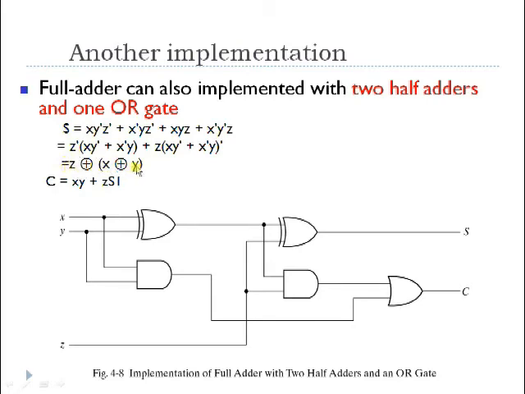Therefore the final expression that we get is z XOR of x XOR y. In the same way, if you simplify the carry function, then you'll get this, that is xy plus z s1. As you have to perform x XOR y, I took one XOR gate with 2 inputs x and y. Now I consider this output as s1.